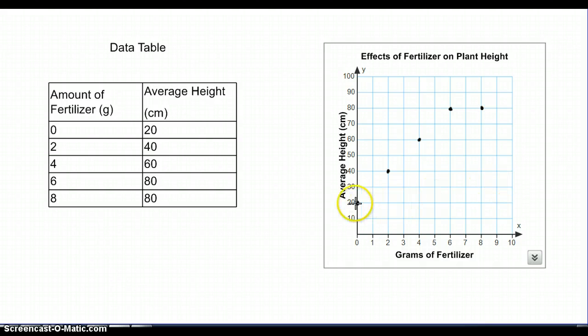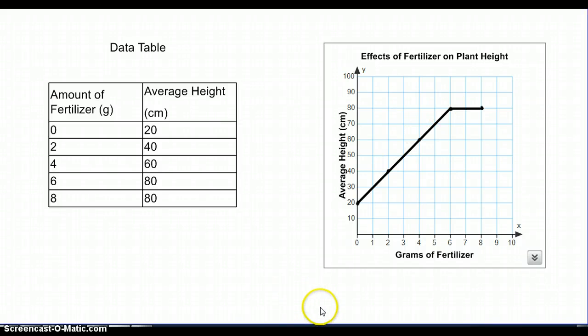And depending on the graph, we may want to connect the lines or we may want to insert a best fit. I'm going to go ahead and connect the lines. And what this shows us is that after adding 6 grams of fertilizer, there's no more effect on plant height. This graph also shows us that we had continuous growth until we had reached those 6 grams.